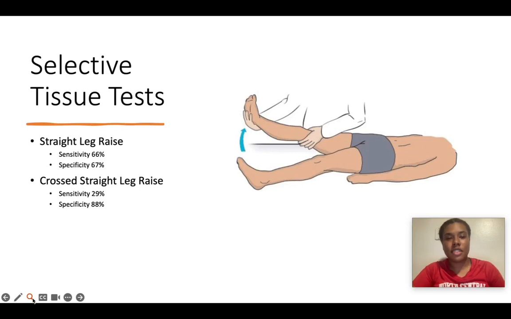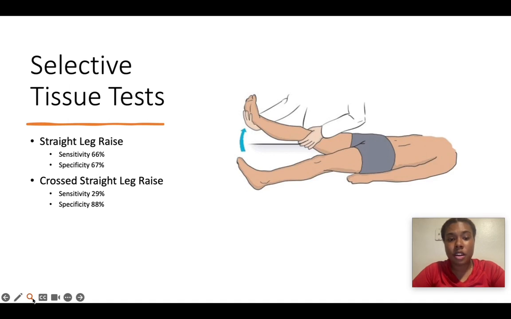So next we have the selective tissue test. The first test we're going to talk about is the straight leg raise test. This is when the clinician is raising the leg on the involved side. They're going to raise it until pain is felt or until full range of motion is met. And this has a sensitivity of 66% and a specificity of 67%.